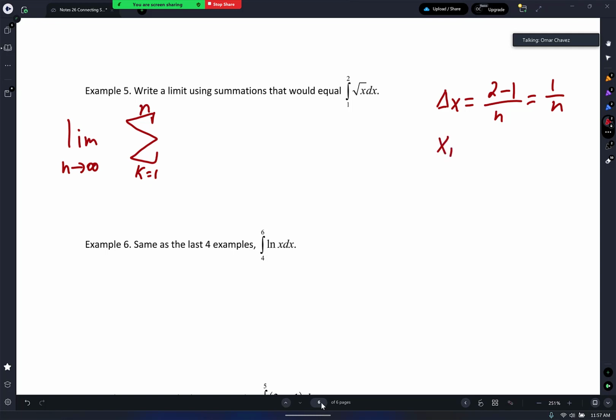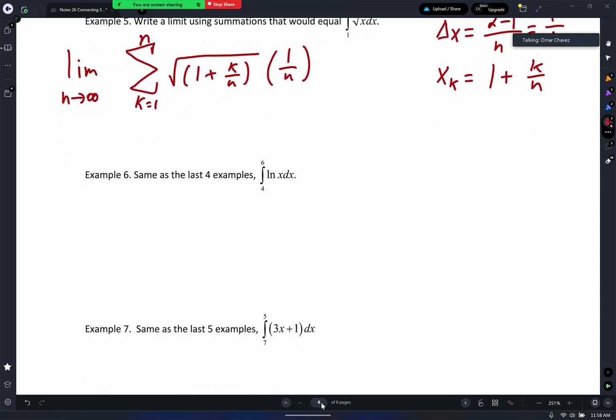And I know that my x of k, that just means the x value for the kth rectangle. We're using RRAM. It is going to be 1 plus k over n. K times delta x. So I come back and then I know there's a square root there. So we put a square root and then we just put the x of k. Wherever there's an x, we put the x of k. 1 plus, I like to put parentheses here just in case. Close it. And then I'm going to multiply that sucker by 1 over n. Make sure the 1 over n is outside the square root. How are we feeling? Perfect.